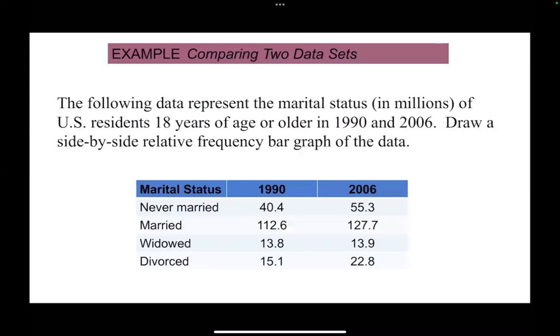So this data here represents the marital status of U.S. residents 18 or older in 1990 and 2006. So we're going to show a bar graph that shows both of these. It's going to be a side-by-side. So take a look at 1990, the never married, there were 40.4 million people who had never been married. 2006, 55.3 had never been married. This probably would be more meaningful if it was a relative frequency, so we can compare percents, because that is more meaningful, but whatever.